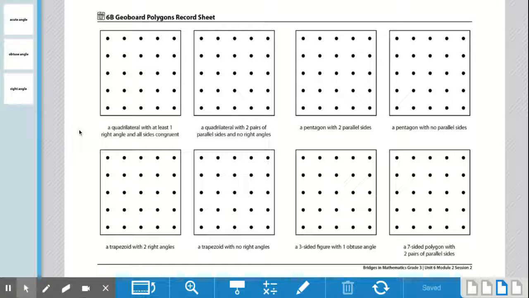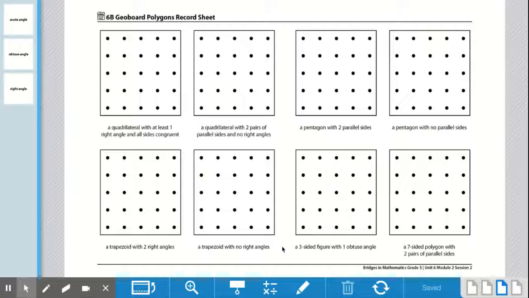Quadrilateral with at least one right angle and all sides congruent. Congruent is the same. Quadrilateral with 2 pairs of parallel sides and no right angles. A pentagon or a 5-sided shape with 2 parallel sides. A pentagon or five-sided shape with no parallel sides, a trapezoid with two right angles, a trapezoid with no right angles, a three-sided figure, that's a triangle, with one obtuse angle.